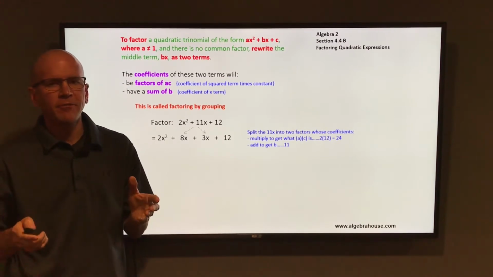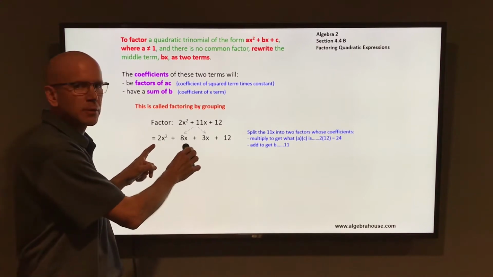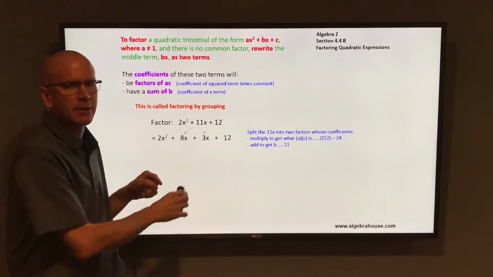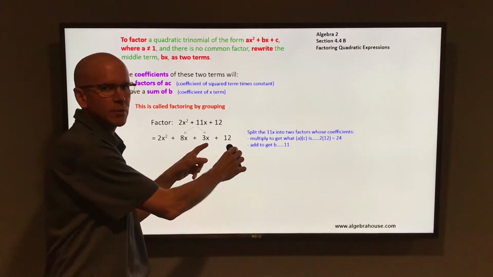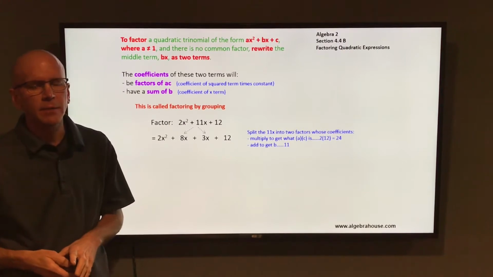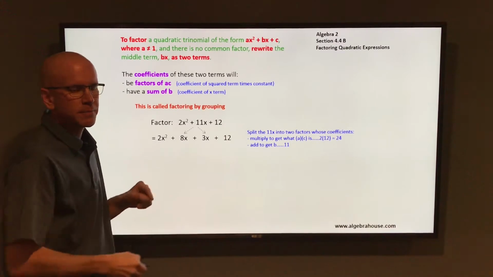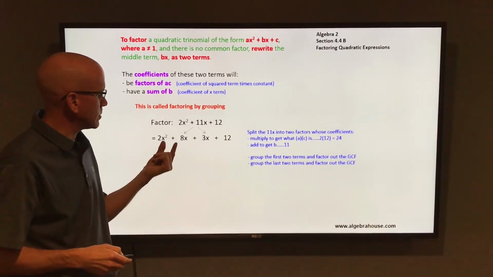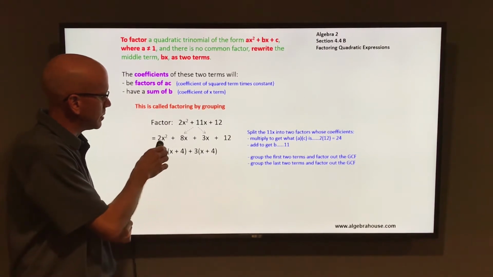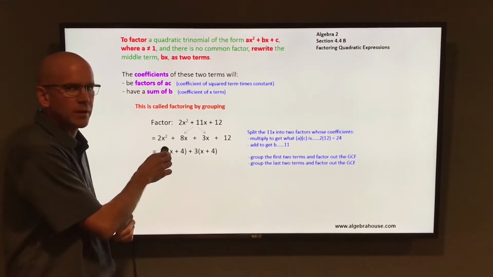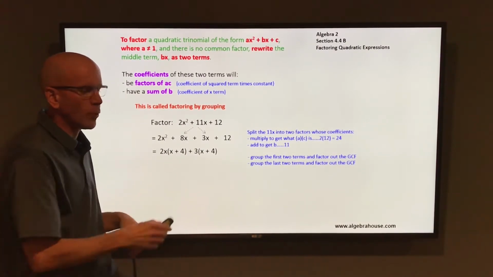Now the reason this is called factoring by grouping is because of this next step. We're going to group these first two terms together, the 2x squared and 8x, and factor out the common factor. Then we're going to group these last two terms together, the 3x and the 12, and factor out the common factor there. The common factor of 2x squared and 8x is 2x. So we're going to factor a 2x out of those first two terms. When you factor a 2x out, you're dividing each term by 2x. So 2x squared divided by 2x is x, and 8x divided by 2x is 4.